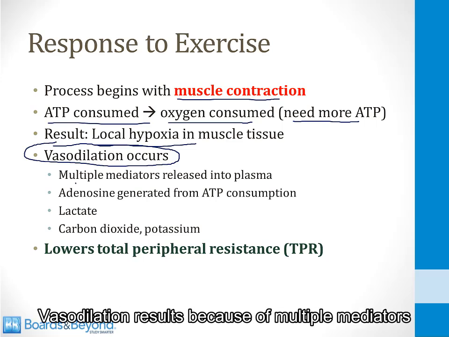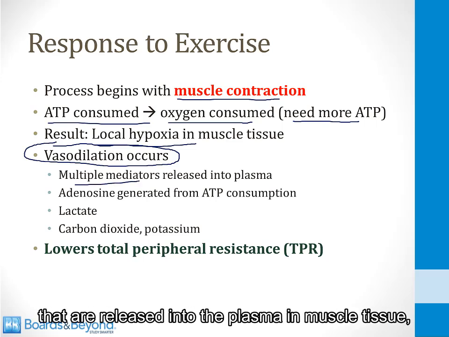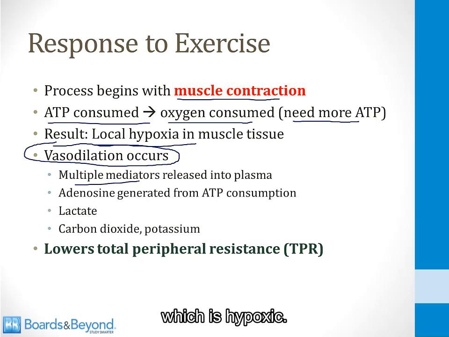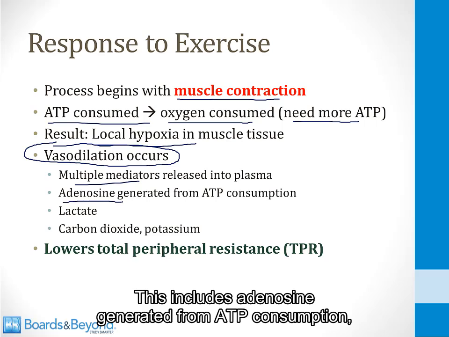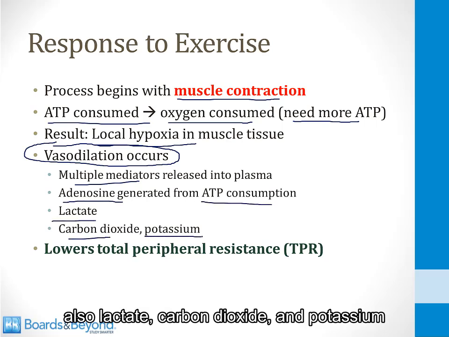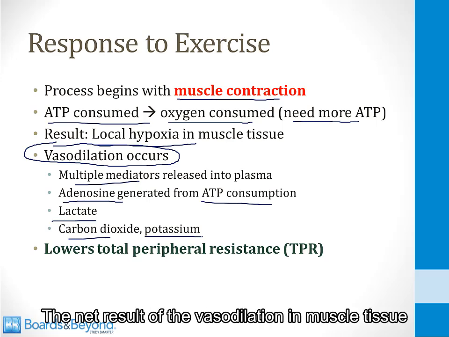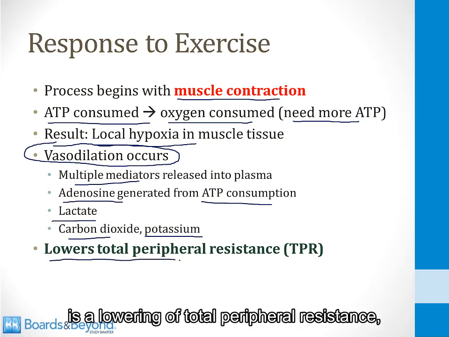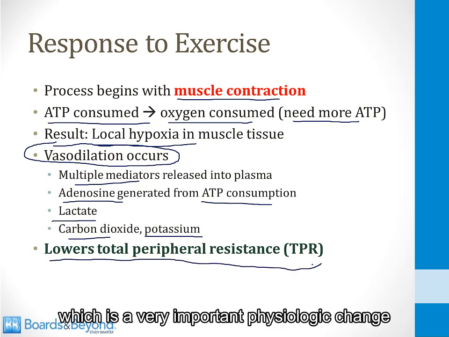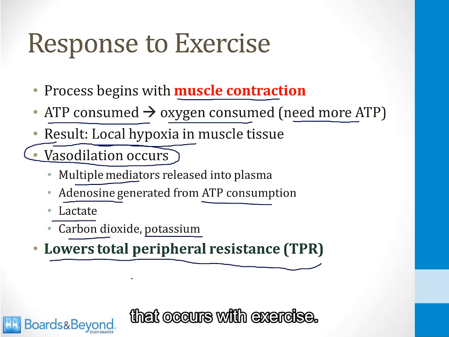Vasodilation results because of multiple mediators that are released into the plasma in muscle tissue, which is hypoxic. This includes adenosine generated from ATP consumption, also lactate, carbon dioxide, and potassium, among other mediators. The net result of the vasodilation in muscle tissue is a lowering of total peripheral resistance, which is a very important physiologic change that occurs with exercise.